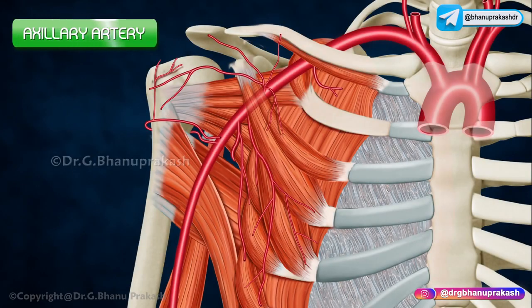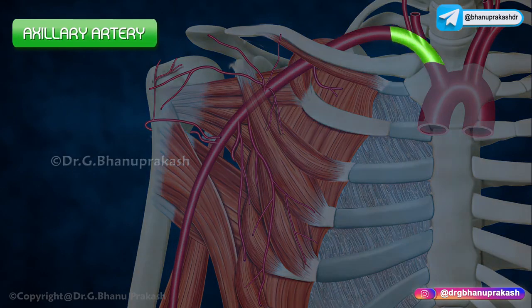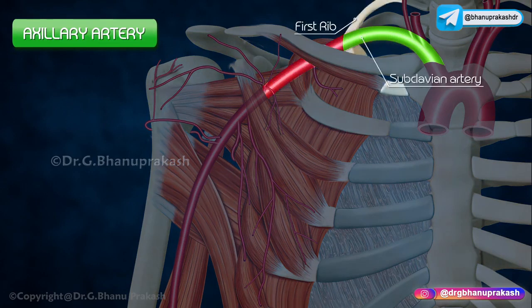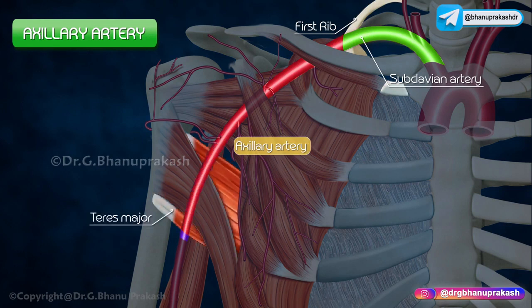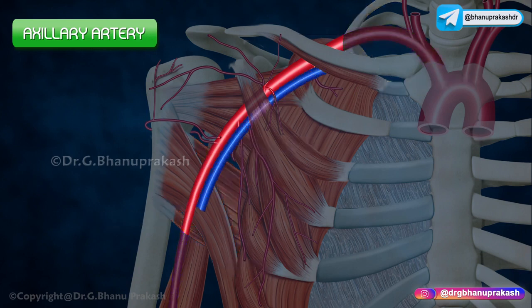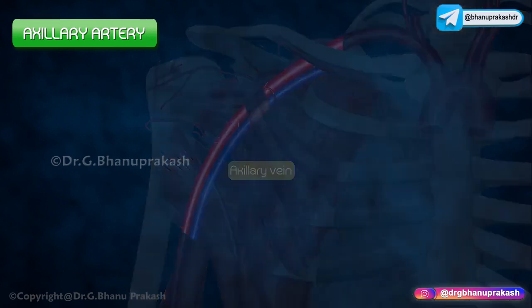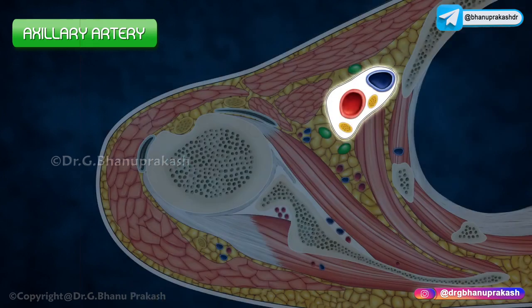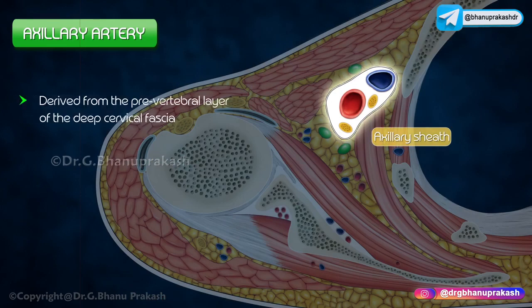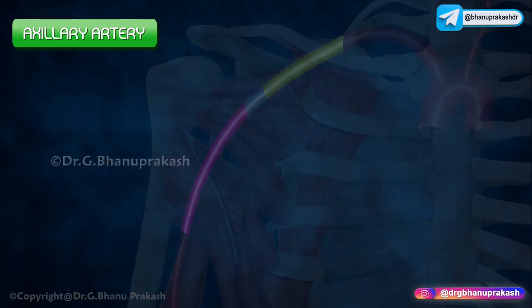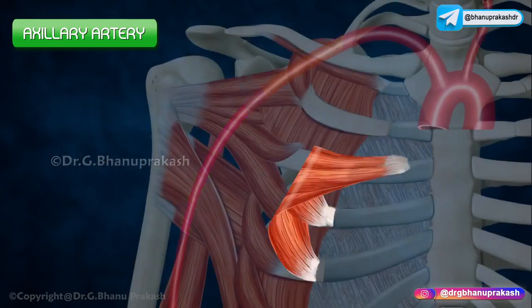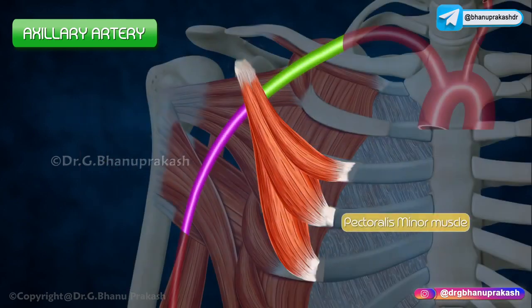Axillary artery. The axillary artery begins as a continuation of the subclavian artery at the outer border of the first rib and ends at the lower border of the teres major, where it continues as the brachial artery. It is accompanied throughout its course by the axillary vein. It is enclosed in a fascial sheath, the axillary sheath, which is derived from the prevertebral layer of the deep cervical fascia. It is split into 3 parts by the pectoralis minor muscle.